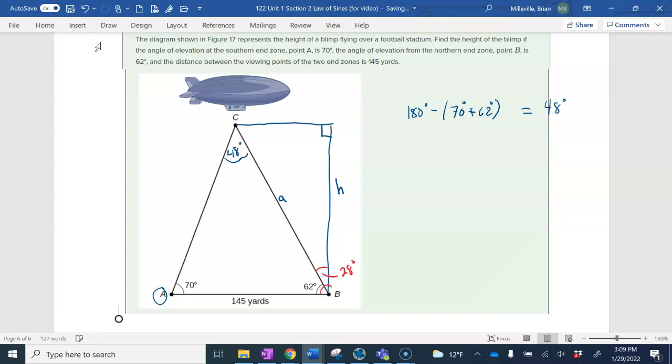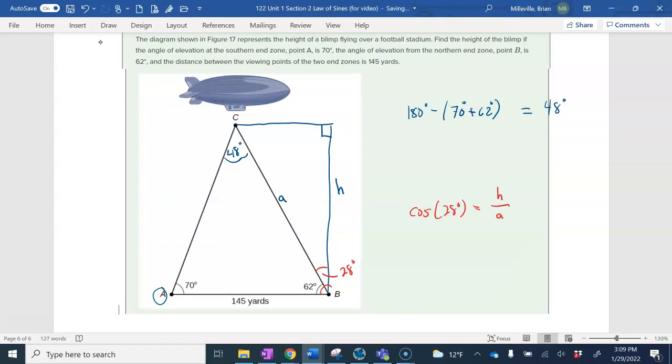All right, so if we use our right angle trigonometry on the right triangle that I drew into the picture, it would tell us cosine of that angle, 28 degrees, will equal the adjacent side length, which I'm calling little h, divided by the side length little a, which is the hypotenuse of that right angle triangle.